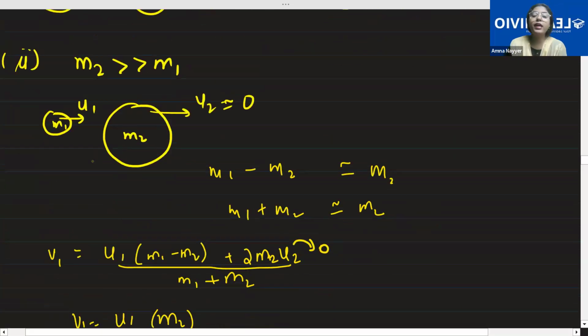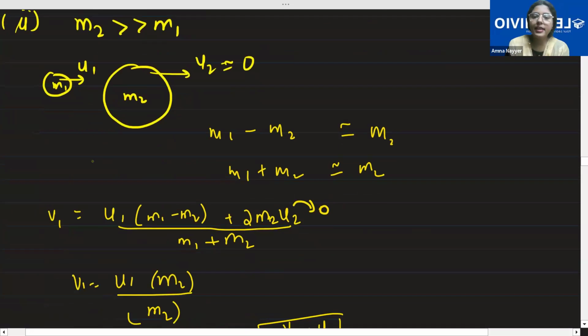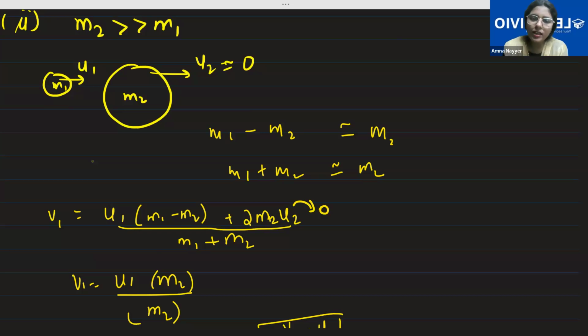Second is if m2 is very much greater than m1. See, m1 minus m2 will almost be equal to m2, because m2 is very huge. So m1 colliding with m2 will not affect or impact m2 much. And similarly, m1 plus m2 will also be m2. It's like if you have a number 10,000 and you have a number 10. When you add 10,000 plus 10, you can round it off and write it almost equal to 10,000. So this is the case. Mass is very huge, and it's not just greater, it's very, very greater.